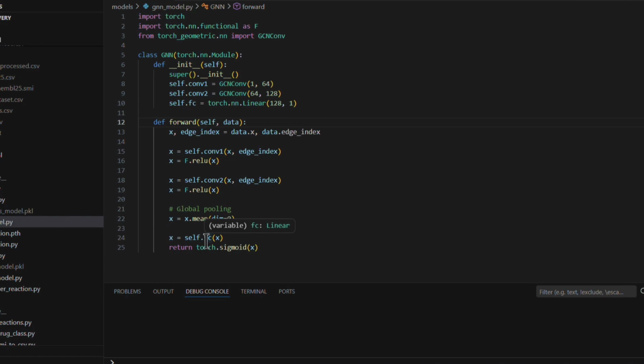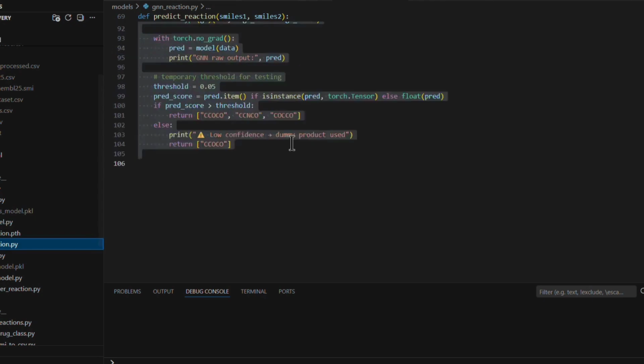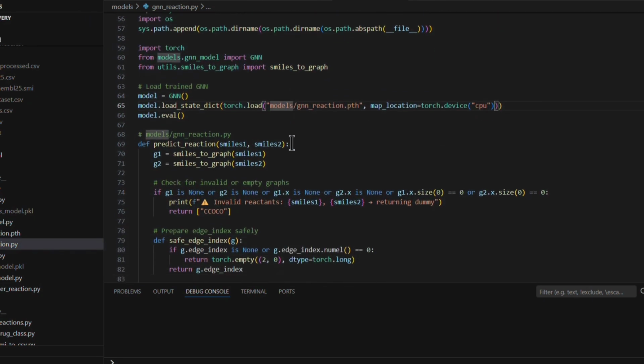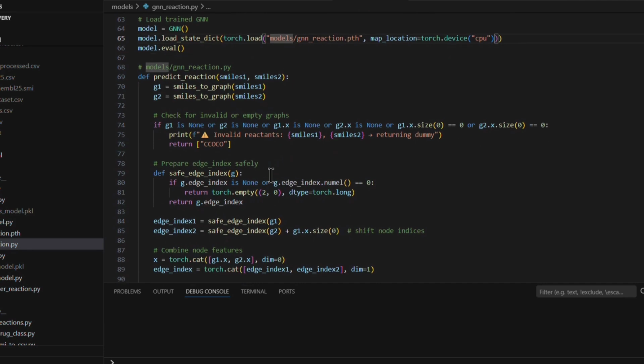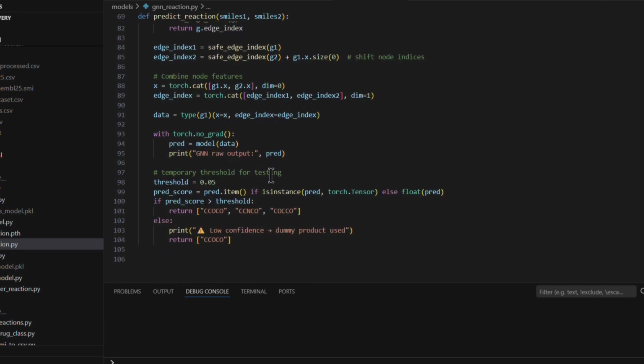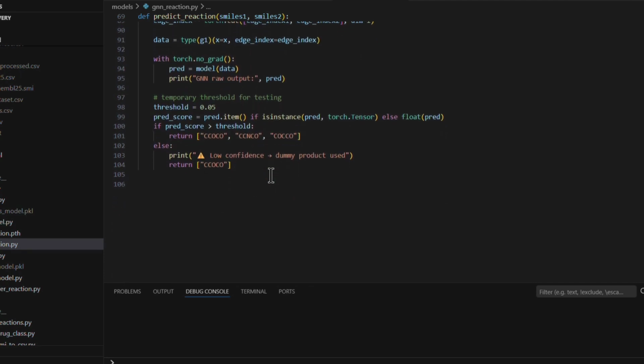And coming to the next file, this code is used to predict a chemical reaction between two molecules using a GNN. It converts the input molecules from SMILES format into a graph structure for processing. The molecular graphs are combined and passed into a trained model to evaluate reaction possibility. Based on the model's prediction score, it determines whether a reaction is likely to occur. Finally, it returns the product molecules for further analysis.